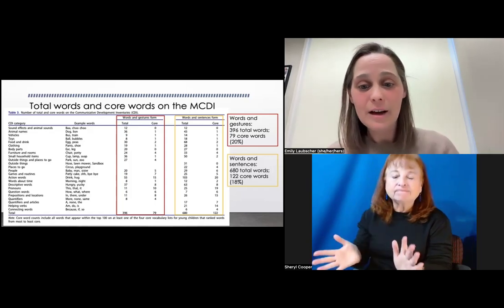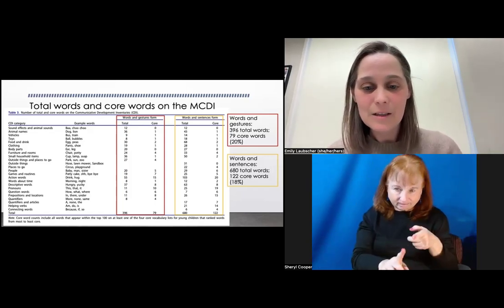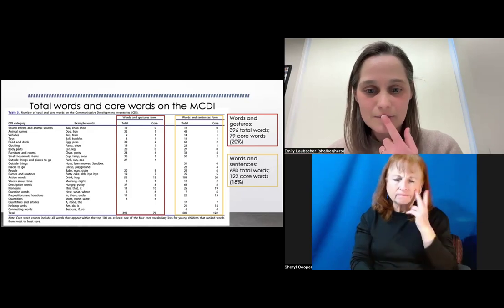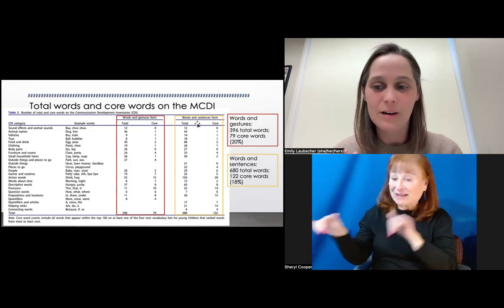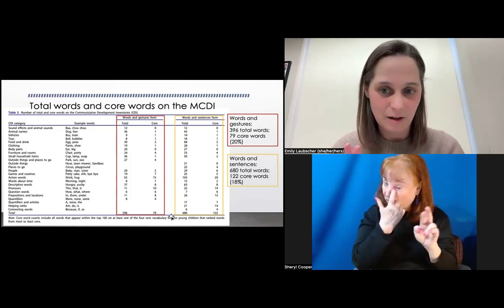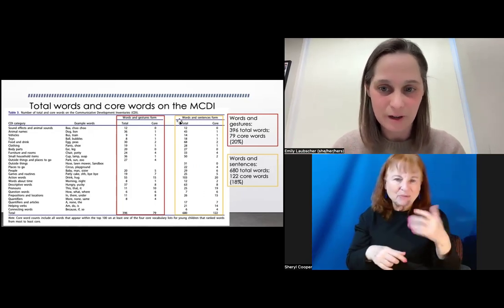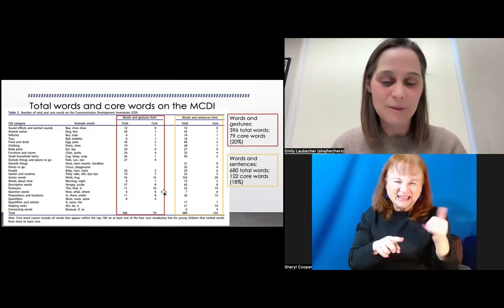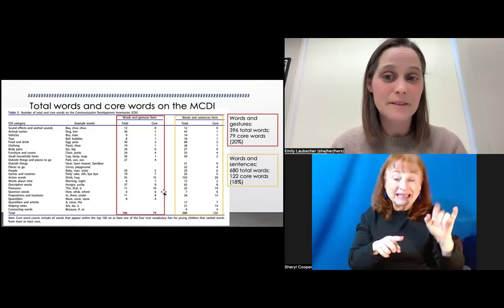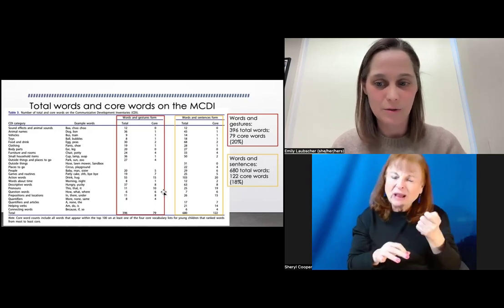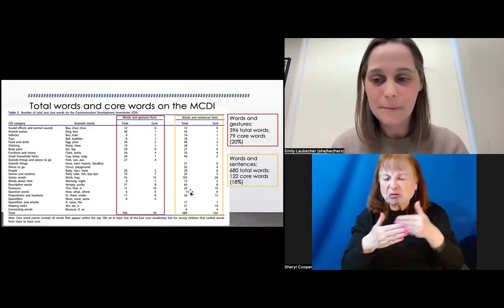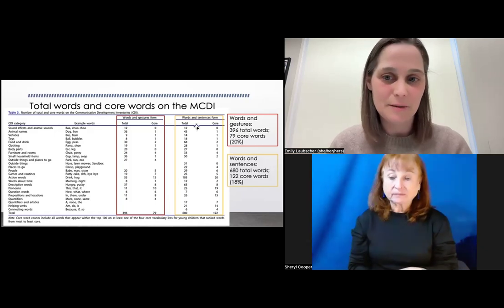Okay, so then let's see. Oh, okay. So then we have similar data presented over here on the far right in this column outlined in yellow. So this column is for the MCDI words and sentences form. So this is the form for the slightly older age group, up to 30 months. And it presents similar data.